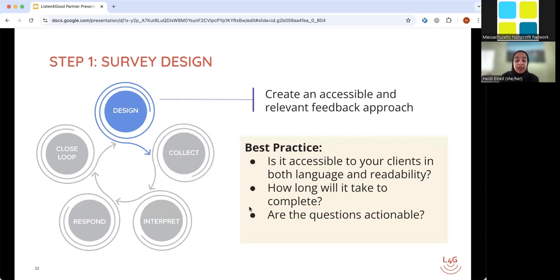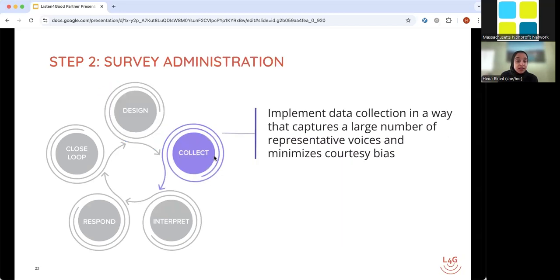And again, we want to ensure that the questions are actionable, as in when you get that data, are you going to understand what to do with it? And is it tied to something you have control over? We're not collecting feedback data for data's sake. We're collecting feedback data so that we can have an impact on the work that we're completing. So that's what we're thinking about when we're thinking about survey design.